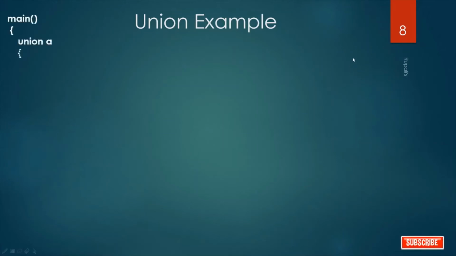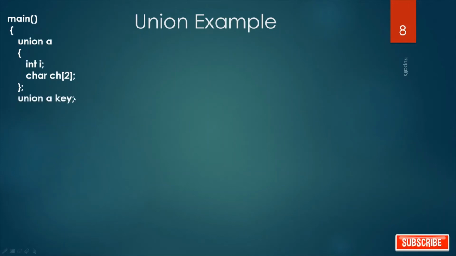See here, I am declaring one union named A, and the variables of the union are one integer variable i and one character array of size 2, character ch2. Now I declare one union variable key. So in memory it takes how many bytes? Int takes 4 bytes and this character array takes 2 bytes. So actually the variable key takes 4 bytes.